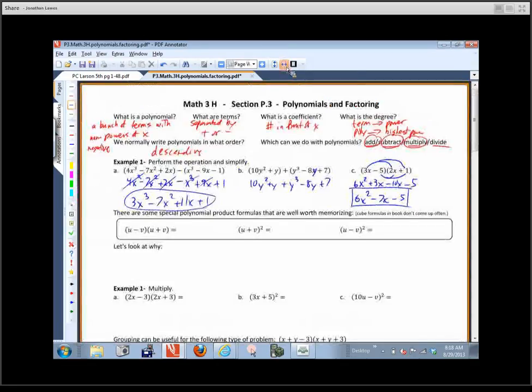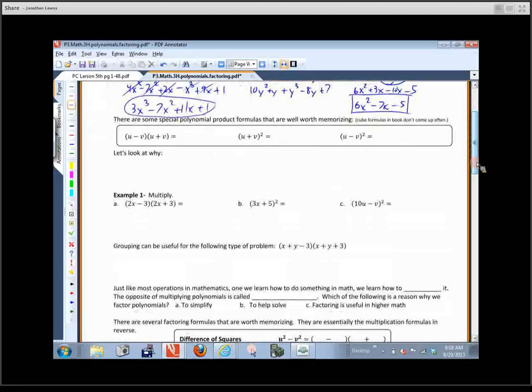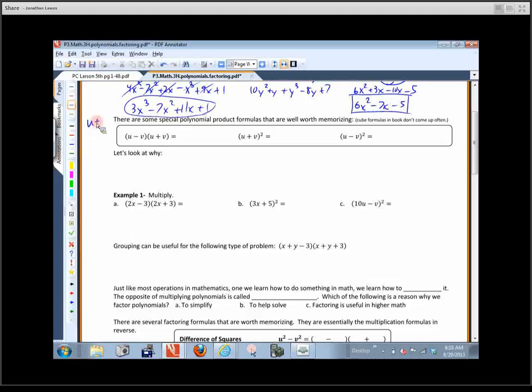Okay. I did have somebody ask about these formulas right here. So the book actually does this one also. It does u plus or minus v quantity cubed. This doesn't come up very often. Powers of binomials are important, and we'll actually study those a little bit more in depth later on in this class. But these are ones that you ought to take time to memorize because we're going to undo these very formulas right here.